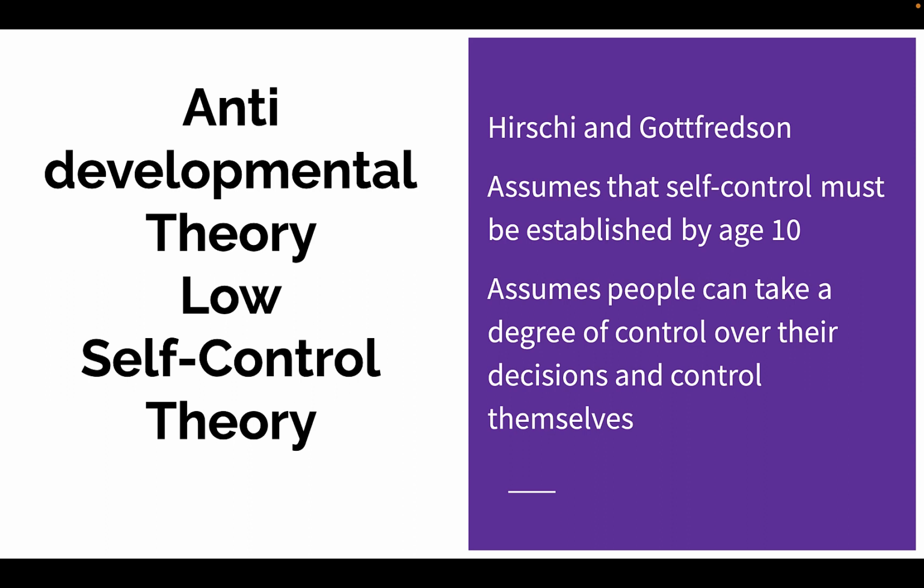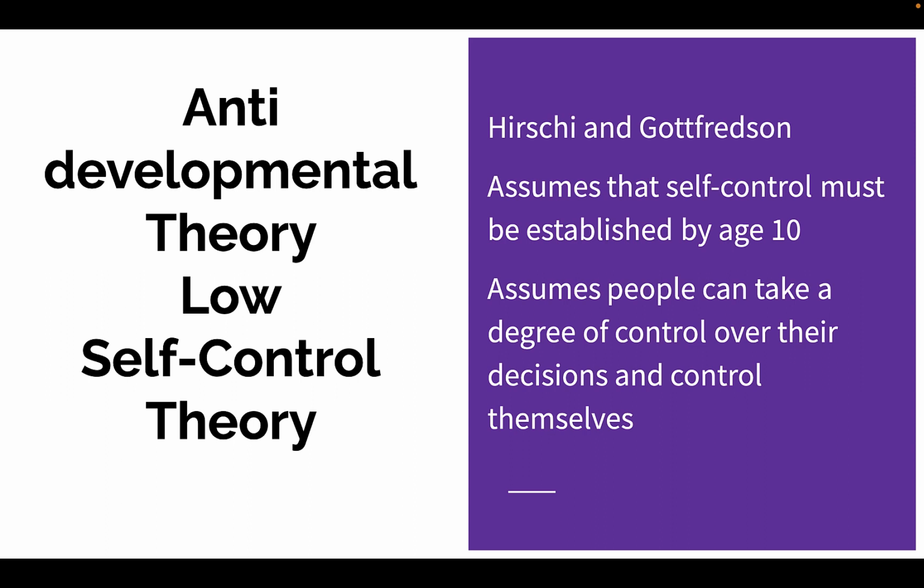The idea is that all of us are tempted to do things that go against the way we've been socialized. And so, if you have low self-control, you might be tempted to do things that you wouldn't do otherwise. So even though it's considered an anti-developmental theory, it actually does have a developmental aspect to it. The idea that you have to be socialized well enough to develop self-control by age 10.